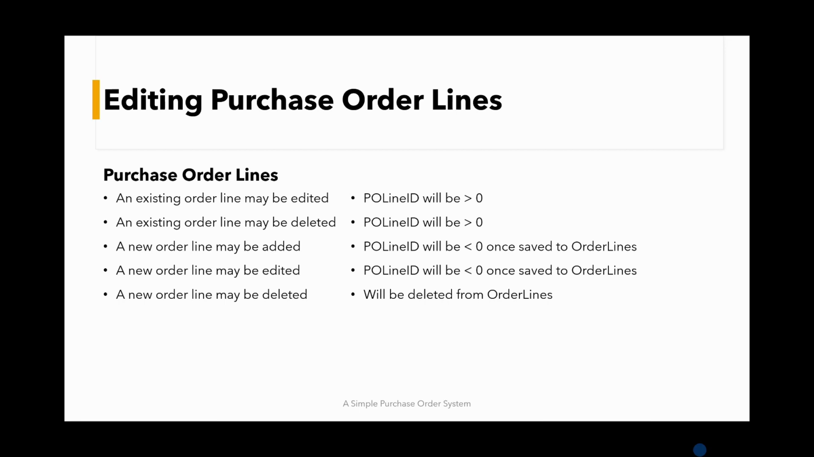So this is a summary of the way these things will be treated. An existing order line may be edited and it will be identified by having a PO line ID greater than 0, and an existing order line may be deleted, and again that will be identified by the PO line ID being greater than 0. New order lines will always have an ID of less than 0, whether they've just been added or just added and then edited. A new order line can be deleted, and that's just removed from the order lines list. So that's the summary. Let's have a look at the code.